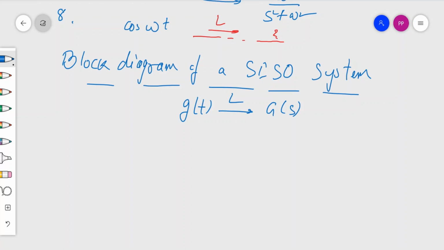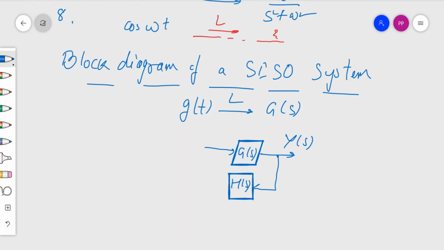So let me draw the block diagram in the S domain. We have the plant G(s), and this plant is given some input, and based on that input some output Y(s) is coming. You remember that whenever a time domain function is converted into the S domain, we represent it by a capital letter. So here the feedback path filter is there. Then we have a comparator over here.